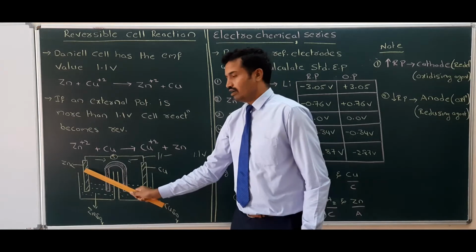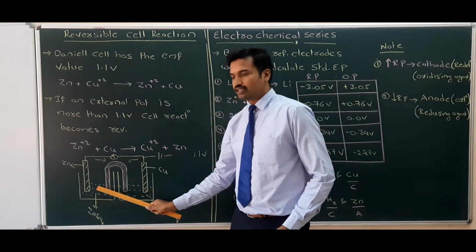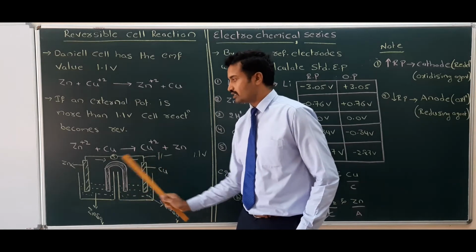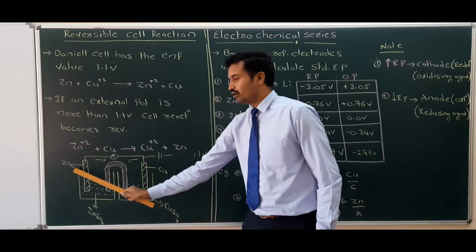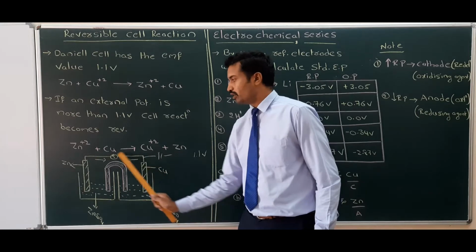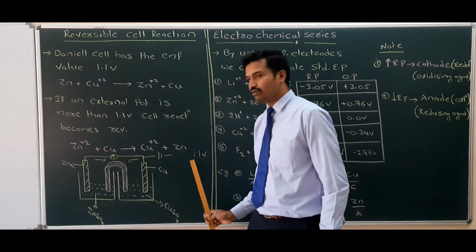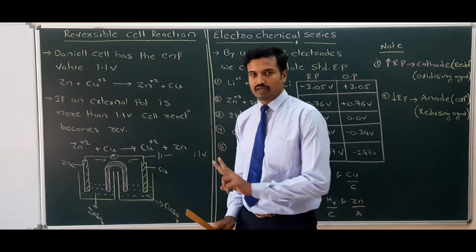Again, according to the Daniell cell, zinc rod dissolves in zinc sulfate solution, and copper rod is in copper sulfate solution. In the cell reaction, electrons flow from zinc to copper, anode to cathode. Current flows from copper to zinc. This reaction will continue until the potential is equal to 1.1 volts. When it reaches 1.1 volts, the cell reaction stops.